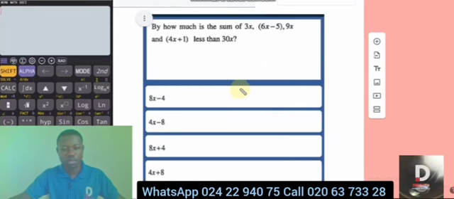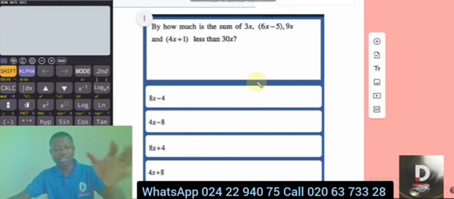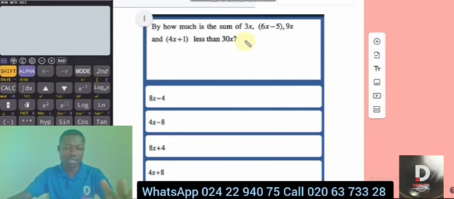Now question 4. By how much is the sum of 3x, the bracket 6x minus 5, 9x, and the bracket 4x plus 1 less than 30x? So by how much is the sum of all these numbers less than 30x? According to the examiner, the sum of all these numbers listed is less than 30x. So by how much is it?